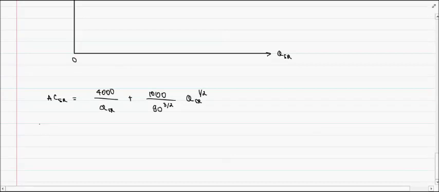If I want to find the minimum or the maximum, then the first thing I would like to do is to differentiate this and make it equal to 0. So that's the first order condition. If I differentiate the average cost function with respect to quantity, then this thing over here is basically 4000 times Q to the power -1. If you differentiate that using the power rule, you get negative 4000 Q to the power -2.